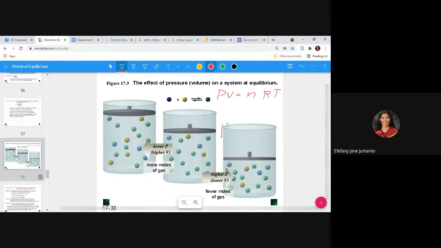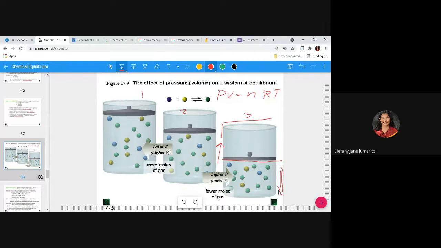This container here, container 1, 2, 3. Look at it, class. Does it have higher pressure or lower pressure? Higher. Higher pressure. Okay, higher pressure. Does it have a higher volume or lower volume? Lower. The volume is small, lower volume.